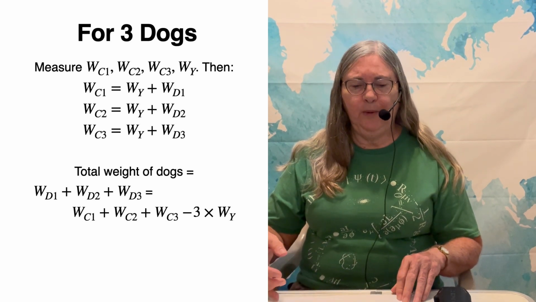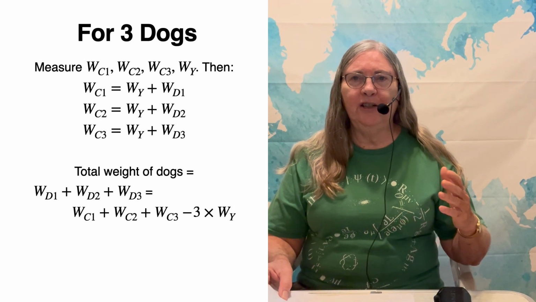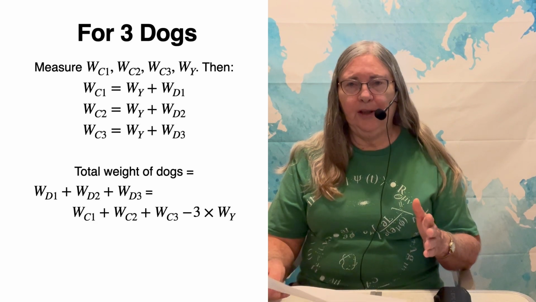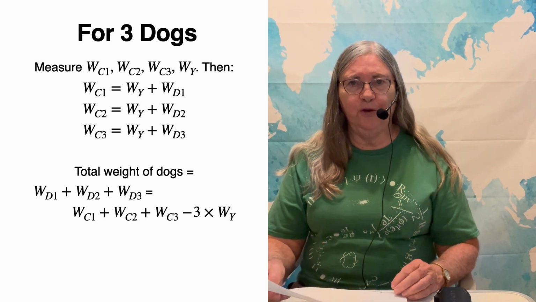And then we can just work out the terms here. You're going to take the combined weight of you plus each dog, and then subtract your own weight 3 times. That gives you the weight of all your dogs.